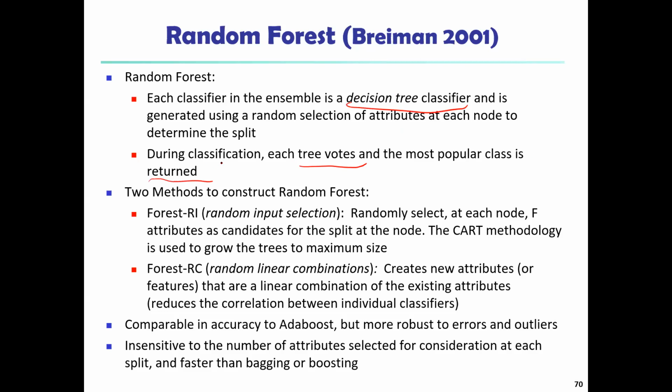There are two methods to construct a random forest: random input selection and random linear combinations. Random input selection randomly selects f attributes at each node as candidates for the split at that node. Random linear combinations take randomly selected rows as samples for the input and create new attributes that are linear combinations of the existing attributes, which reduces the correlation between individual classifiers. So we'll see with an example.